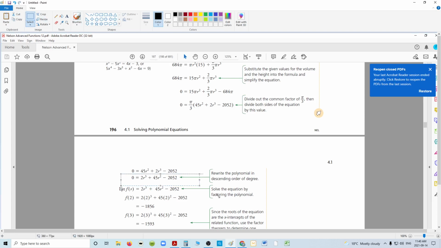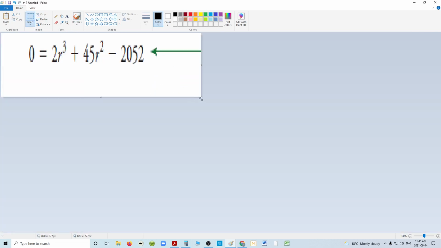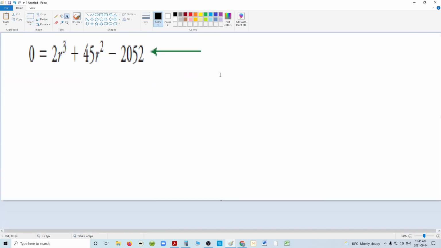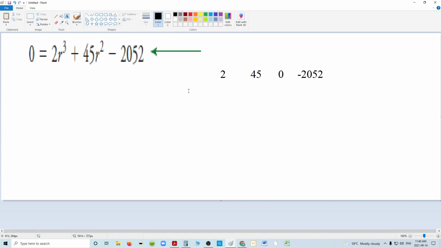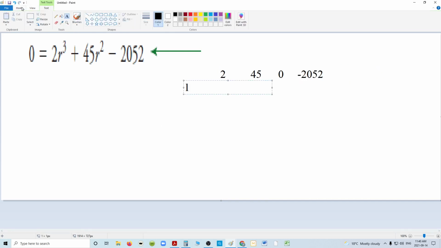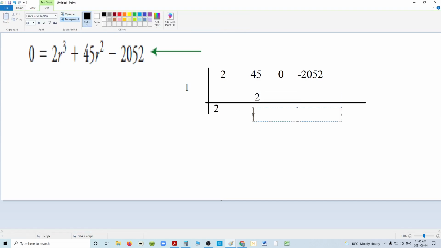So let's say you have these numbers to work with. Okay, so you know you're working with a 2, a 45. We're missing the r value. There's no r value. And then we have minus 2052. So some of the calculation is going to be hard. It's a lot faster for me to use synthetic division over and over again to reach the right root. Now remember that the remainder will be 0 if I get the right one, and that you add each time.